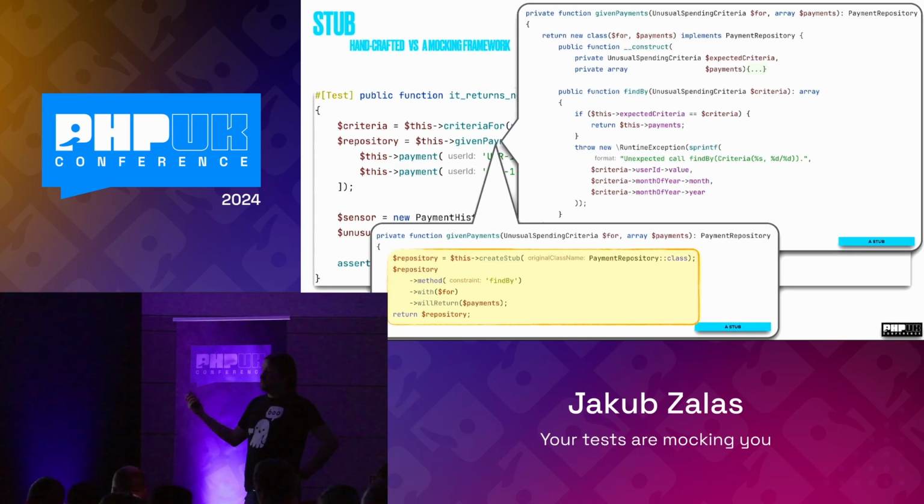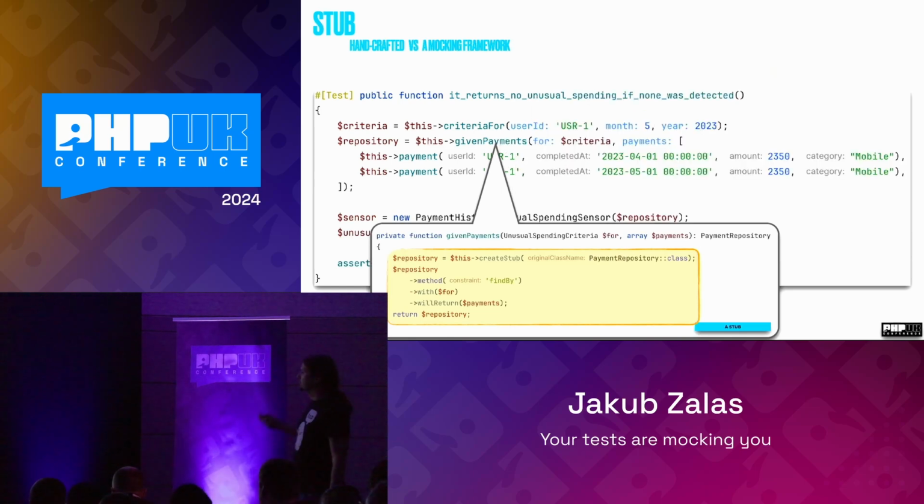I should mention that there are other mocking and stubbing frameworks out there. There's Prophecy coming from PHPSpec. There's Mockery. You don't necessarily need to use the one built into PHPUnit.